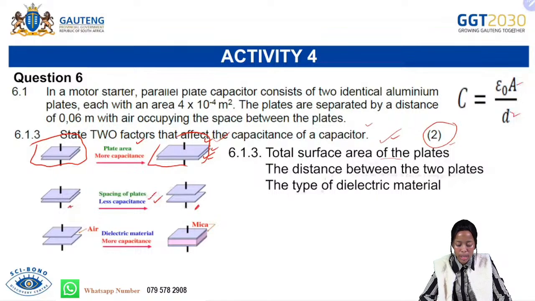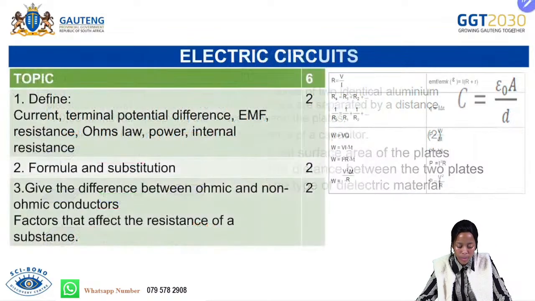And then number 3, the type of dielectric material, so the material that will be in between here. If we have air as compared to having mica, the mica is going to have more capacitance. Again, the question said that you needed to give 2, so if you gave 2 there, that was going to be good enough for the question.